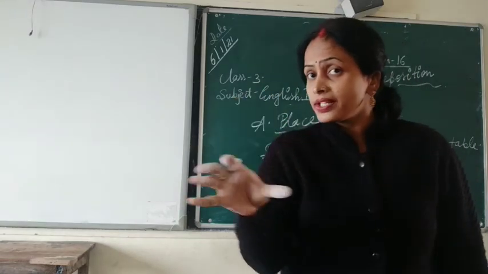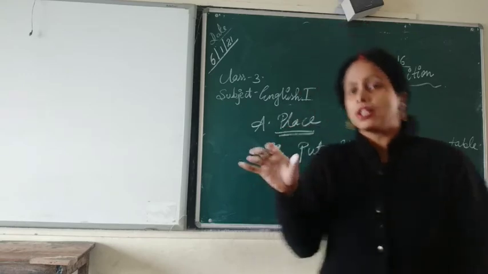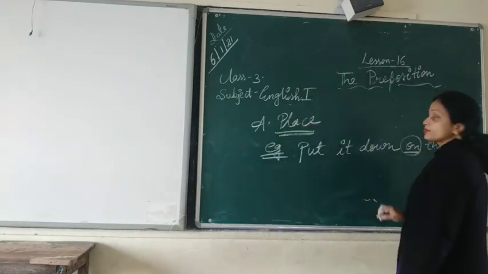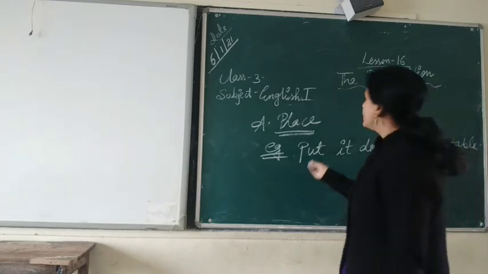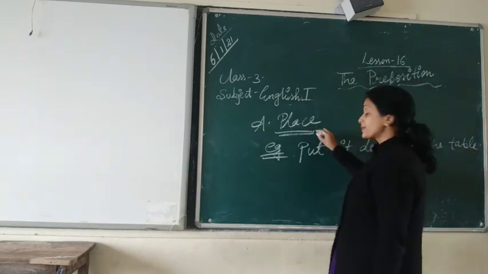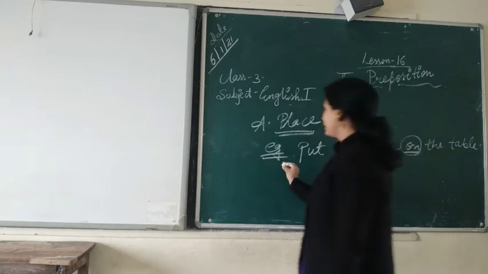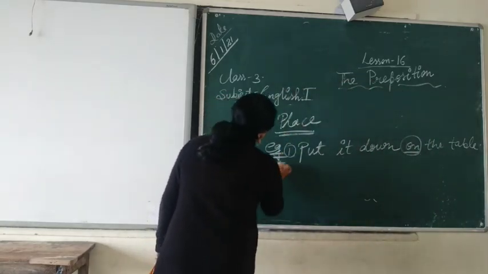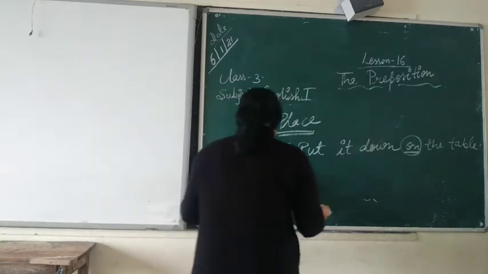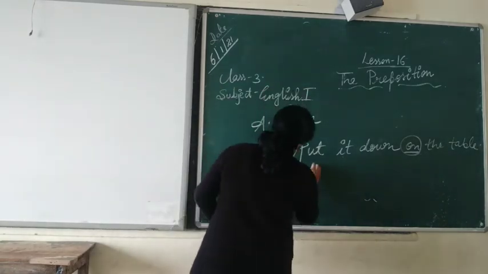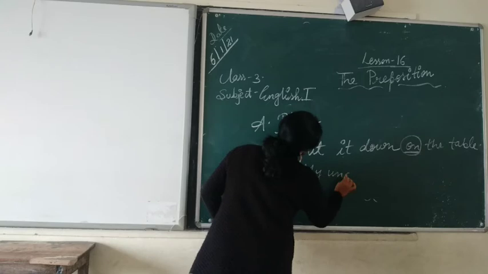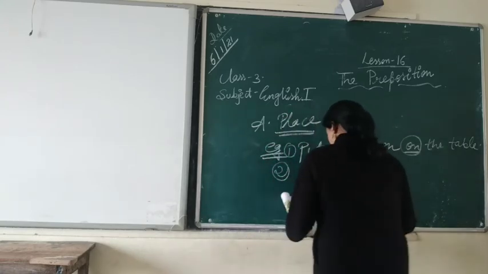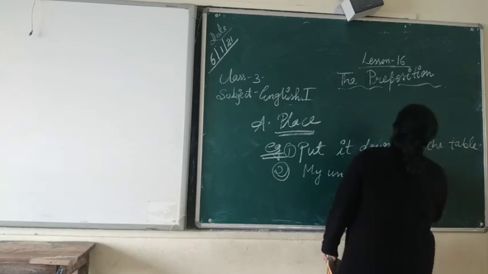On the table is a place. So it tells you about a place, and here this on is used as a preposition. As for place, we are using on as the preposition, to mention a place. Now we'll take another example. Suppose, my uncle lives in the USA.